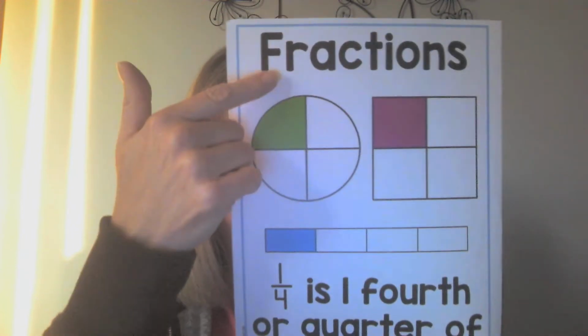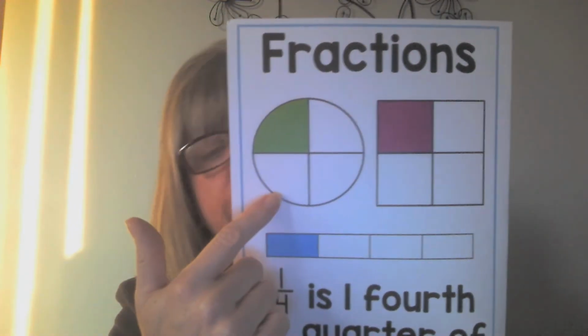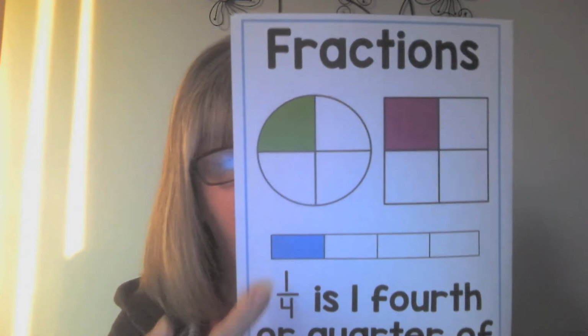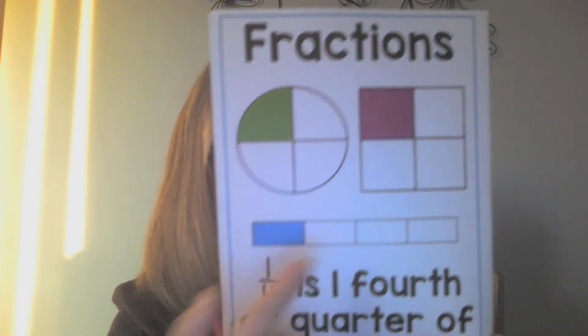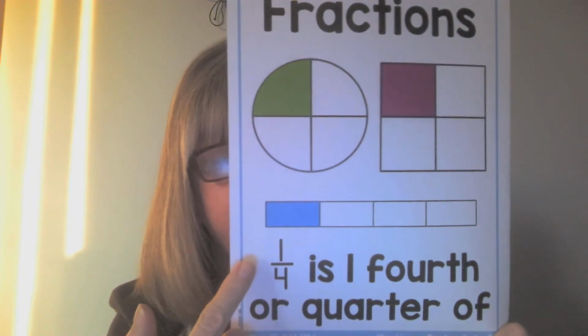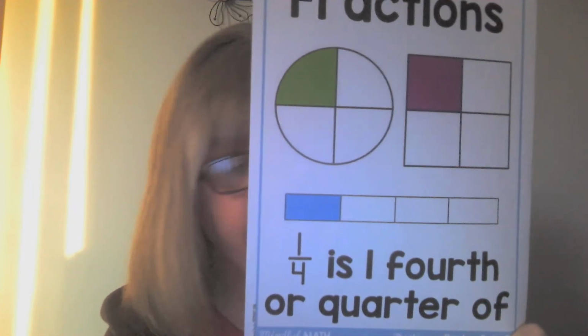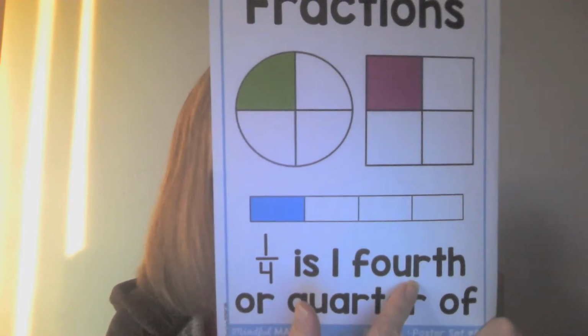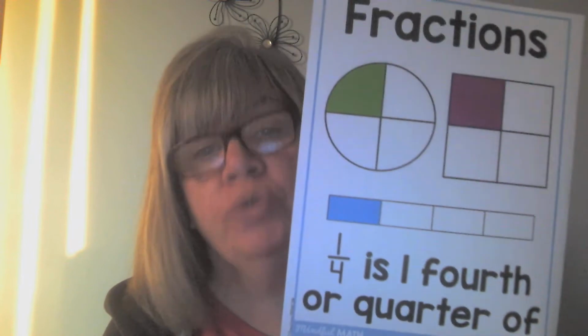1 out of the 4 means 1/4 of the circle is colored. 1 out of the 4 for the square means 1/4 of the square has been colored. And then 1 out of the 4 on the rectangle has been colored. So 1/4 of the rectangle is colored. 1/4 is 1/4 or quarter of. Remember we talked about how it takes 4 quarters to make $1? And when you divide things into 4 parts, you can call them fourths or you can call them quarters.